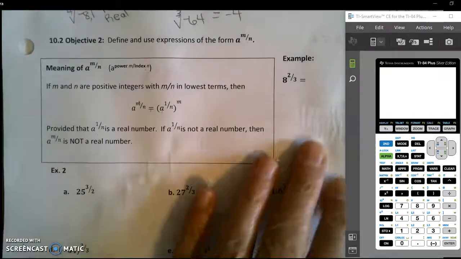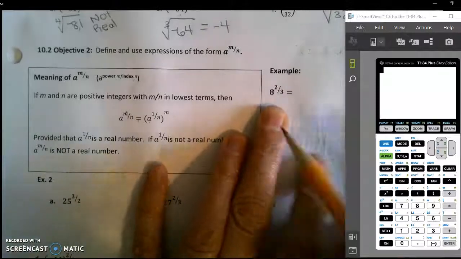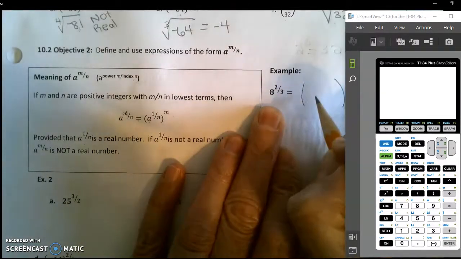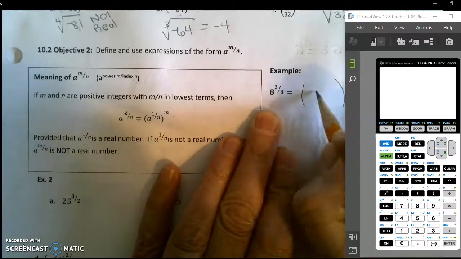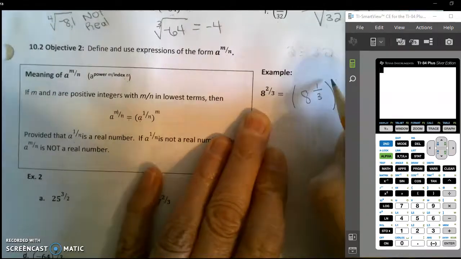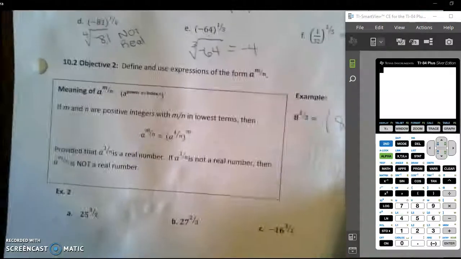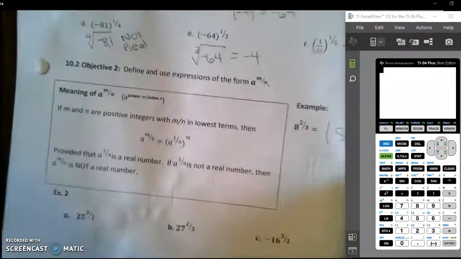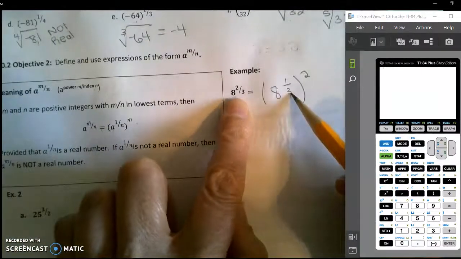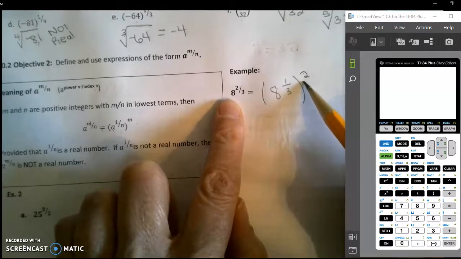Okay, so here's the first example, 8 to the 2/3. The first thing I'm going to do is look at the root. So this is going to be 8 to the 1/3 on the inside. Now on the outside, I'm going to have this square. So again, the root goes on the inside, the power goes on the outside.